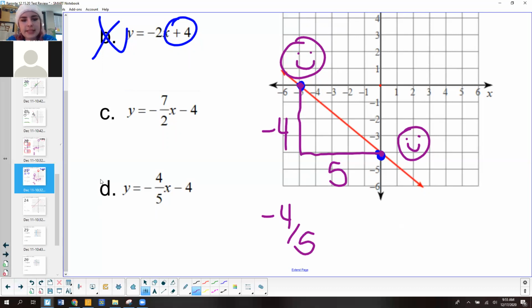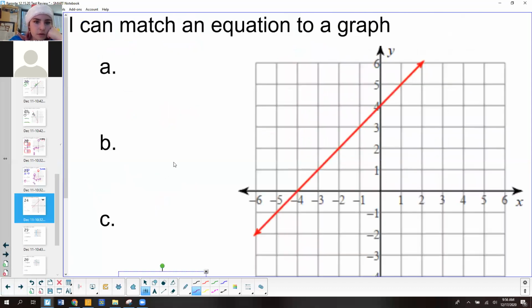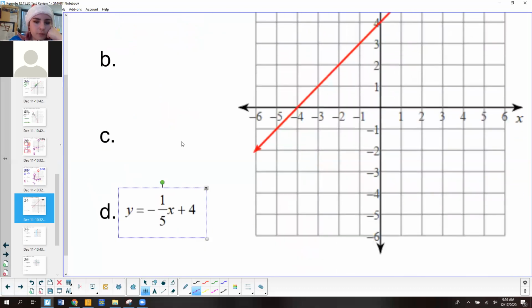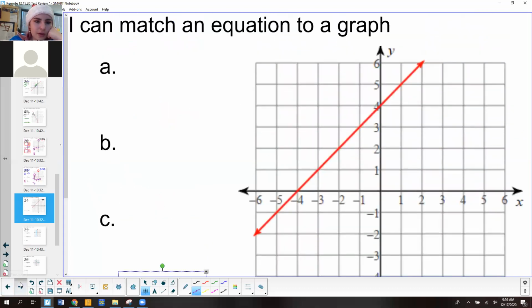Awesome, guys. It's going to be D because we got a slope of -4/5 and an intercept of -4. Awesome. Oh, I think I was going to try and add an extra one for that, but that's okay.